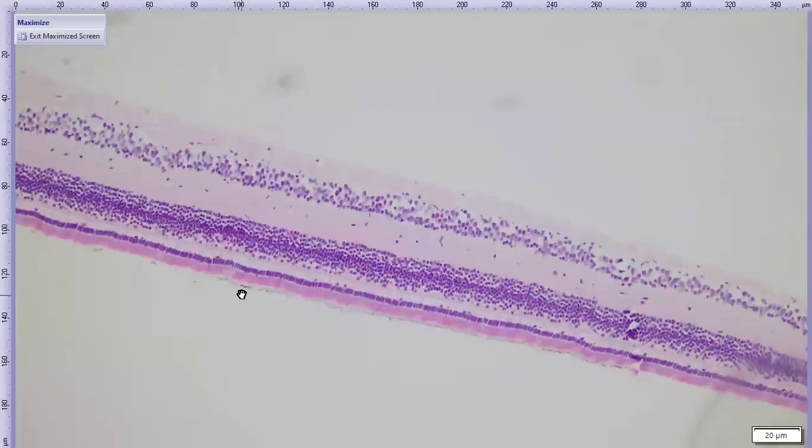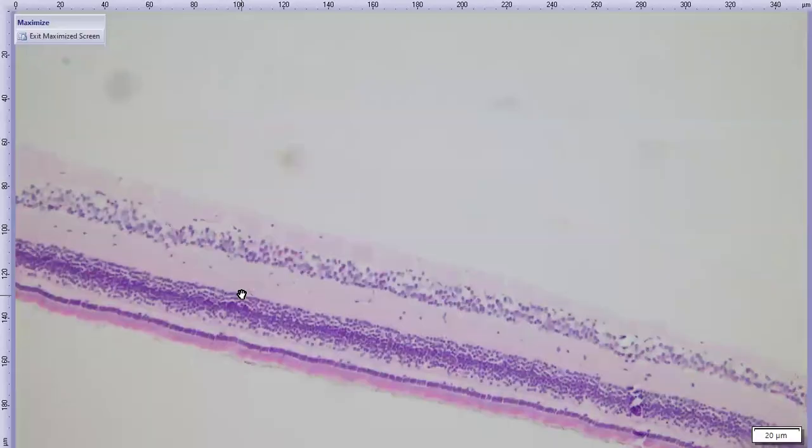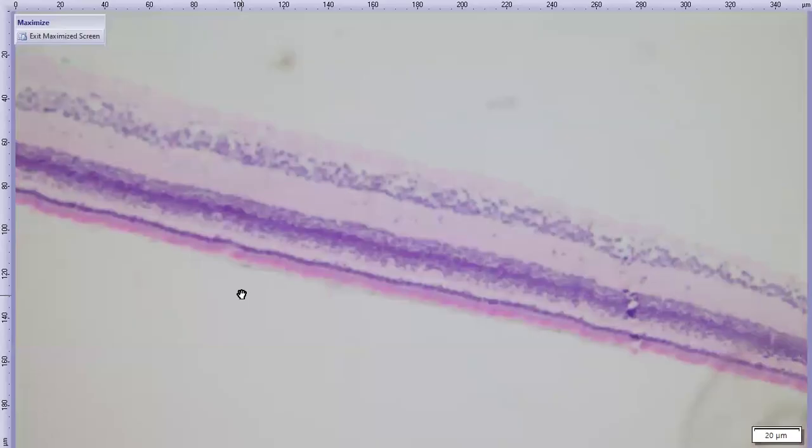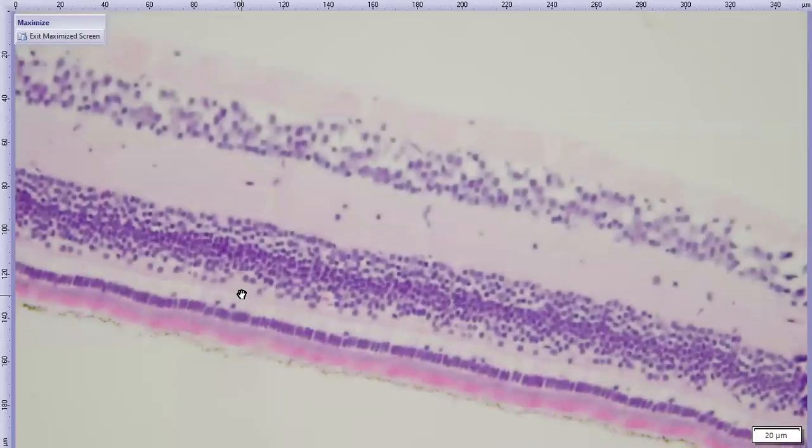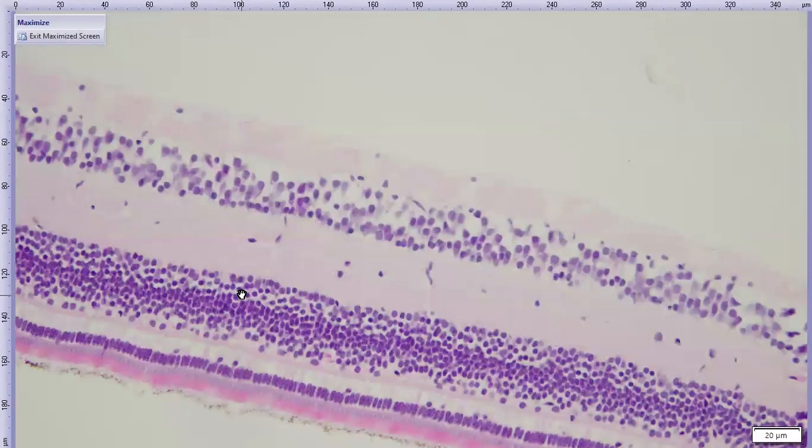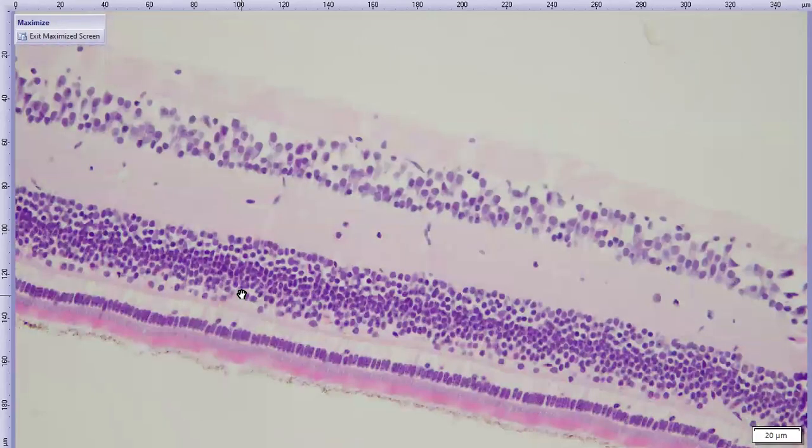Wow. Look at all the ganglion cells, and look at how thin the outer nuclear layer is. Wow. This is a mammal, you said? This is a mammal. And this is a tree shrew.